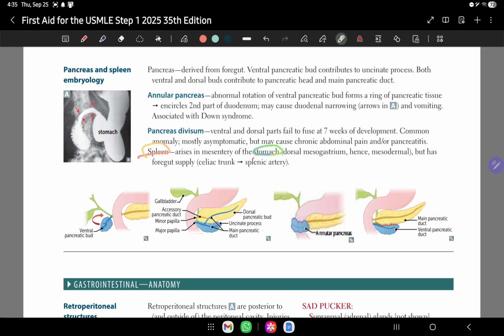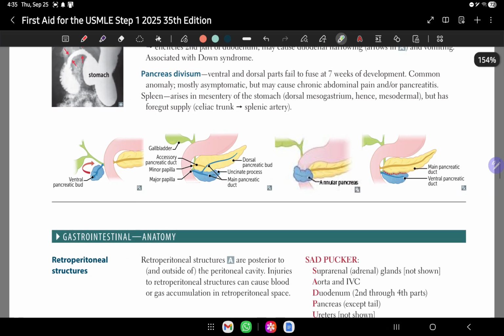The stomach and the liver are all endodermal derived. They are not derived from mesoderm. But the spleen is derived from mesoderm, because it is derived from the mesentery of the stomach, which is of mesenchymal origin. So mesenchymal origin leads to the formation of the spleen, hence it's mesodermal, but has foregut supply. The supply is not about which germ layer the structure is formed from, endoderm or mesoderm. It is through the structures it's near. As the stomach is supplied through the celiac trunk, the spleen is also supplied through the celiac trunk. Foregut supply: the splenic artery supplies the spleen.